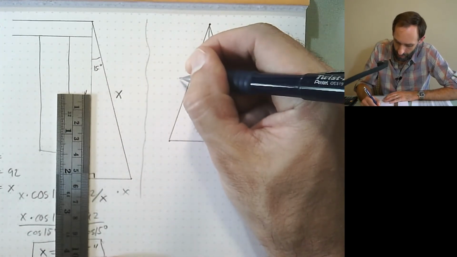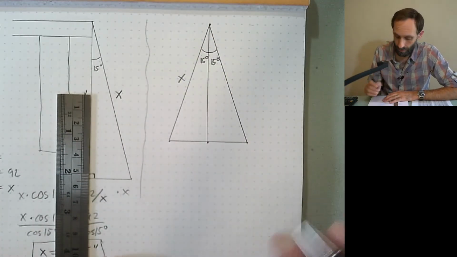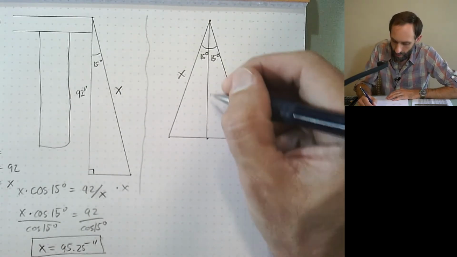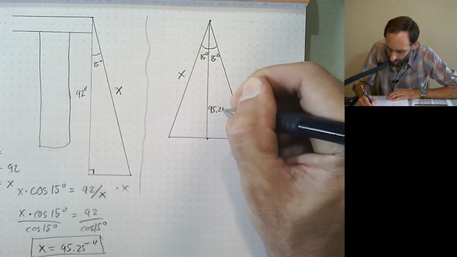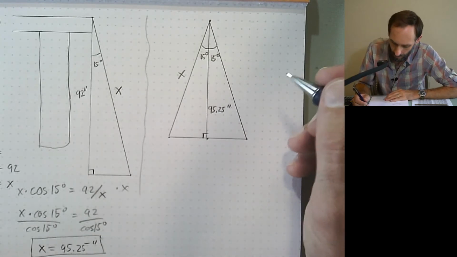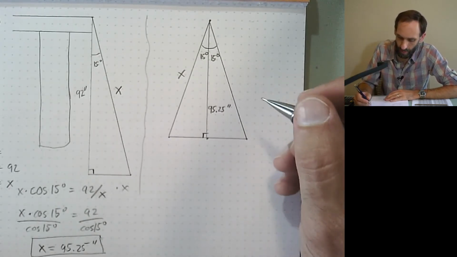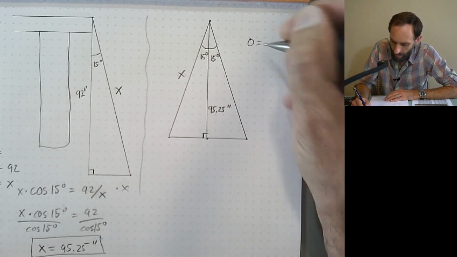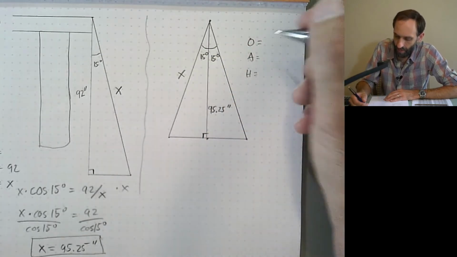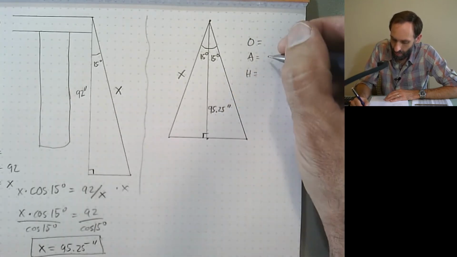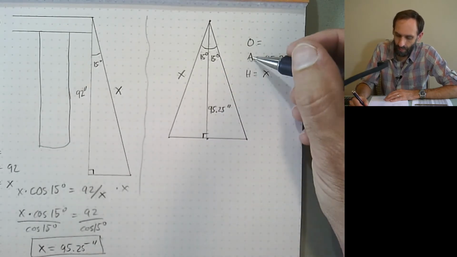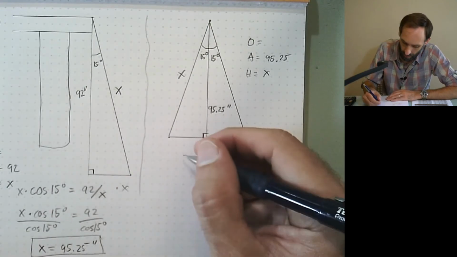And I need to know this length here, the length to cut the board to. I know that this length here, from what I did in the previous problem, is 95.25 inches. And this is at a right angle. Okay, so now I can once again write down my opposite, my adjacent, and my hypotenuse. The side opposite, I don't care about that, so I'll leave it blank. My adjacent is 95.25. And my hypotenuse is x.